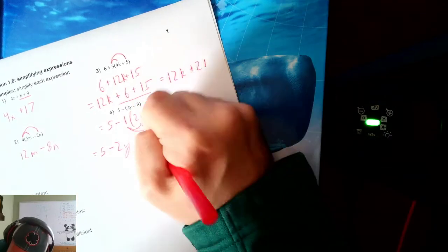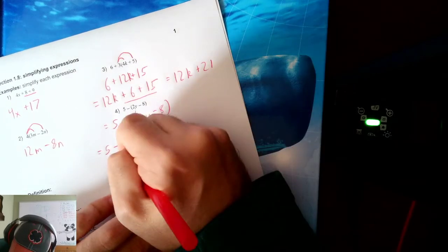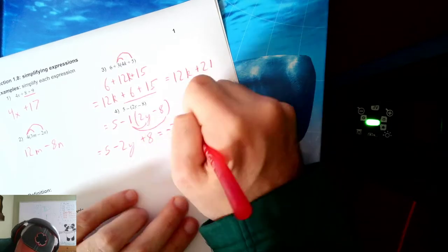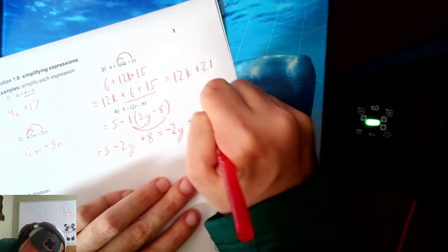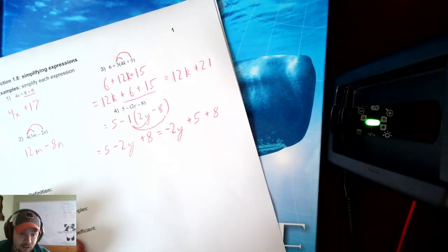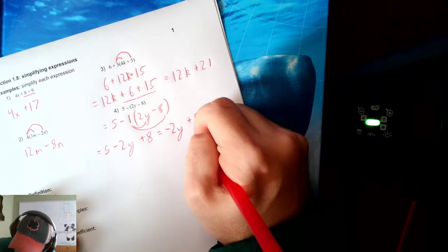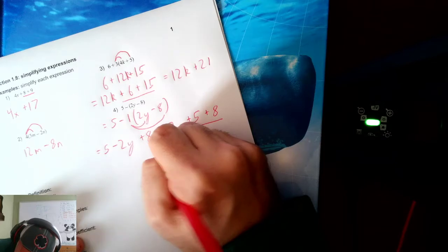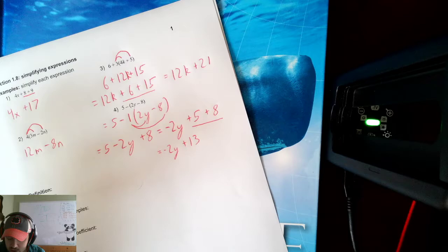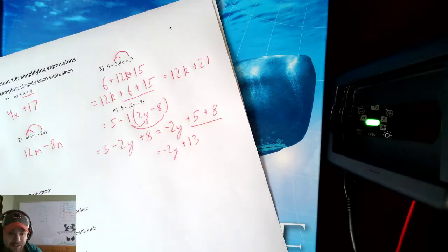Now, I'm going to use the same trick to rewrite this, but I need to be careful. I need to respect the signs. I'm going to put the y first. Negative 2y. The 5 is positive, so it'll be plus 5, and the 8 is positive. Make sure you respect the signs on every single value. You need to make sure the signs stay the same. Don't change the signs. Because now I want to combine 5 and 8. Negative 2y, 5 and 8 become 13. So that simplifies to negative 2y plus 13. So I simplified the expressions.